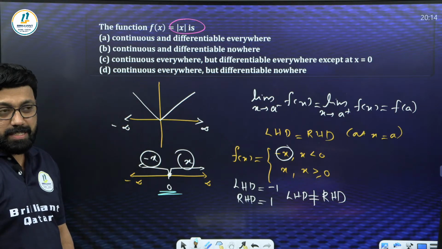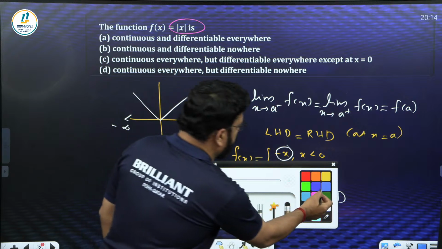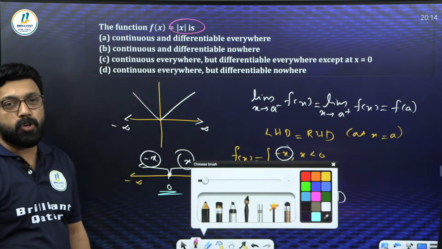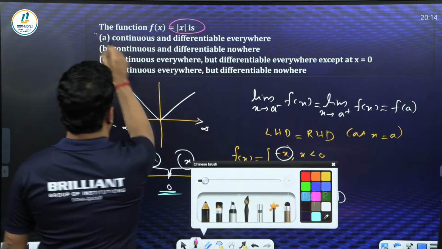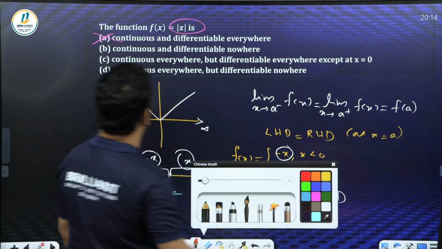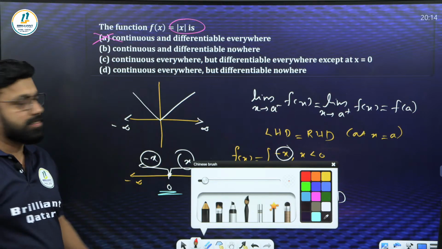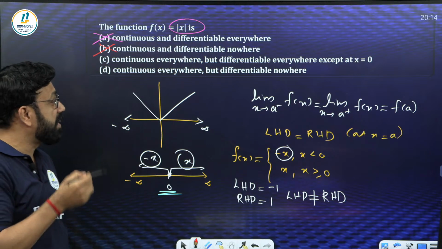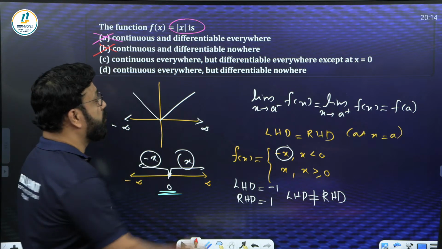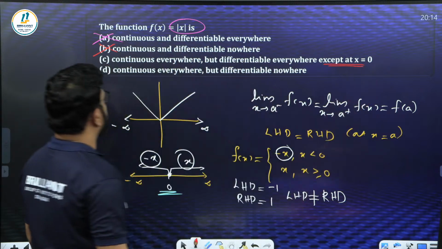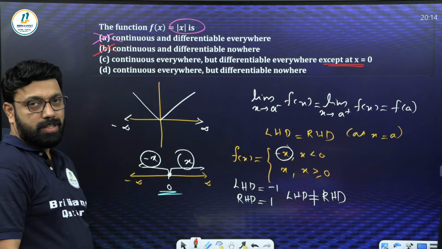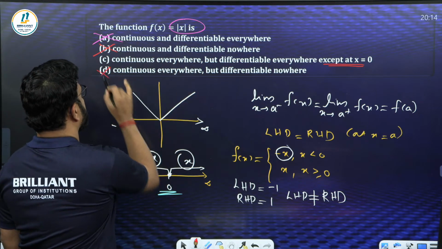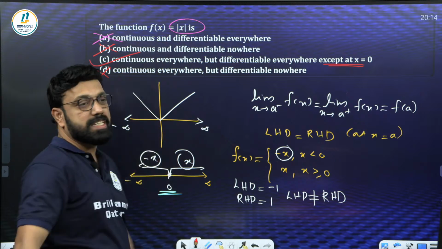And we can check the options. The first option, continuous and differentiable everywhere. No, not differentiable everywhere. That is wrong. And the second, continuous and differentiable nowhere. That is wrong. Continuous everywhere, but differentiable everywhere except 0. Yes, we found out that one. Last option, continuous everywhere, but differentiable nowhere. No. It is differentiable, but at the point 0 it is not differentiable. So which is the correct option? Option C is the right option.